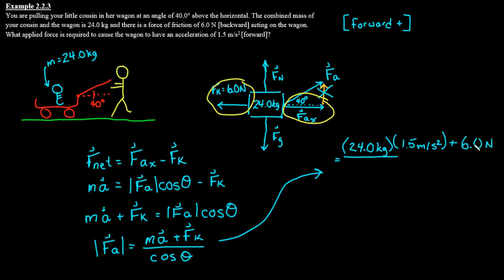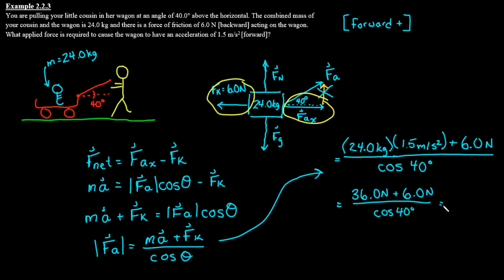which is 6 newtons. Which, if you think about it, when you do the rearrange, makes sense. We're talking about our applied force here. So for you to actually get this Fnet, you're going to have to overcome the force of friction, right? And then whatever is left over creates that Fnet that allows us to accelerate at 1.5 meters per second squared. And this all gets divided by the cos of our angle, which is 40 degrees. So 24 times 1.5 is 36 newtons plus 6 newtons, all divided by cos 40.